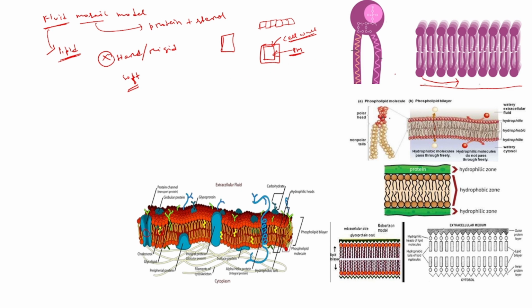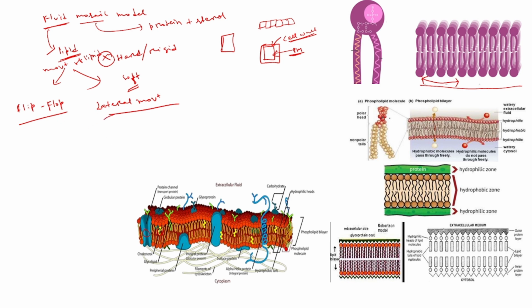So why or how does the lipid move? Lipid moves by two methods. One is called the flip flop, another is called the lateral movement. There are two types of movement of the lipid. One is called the flip flop, another is the lateral movement.